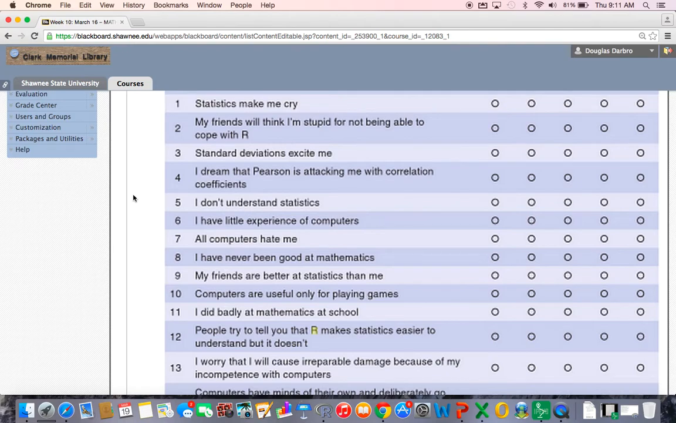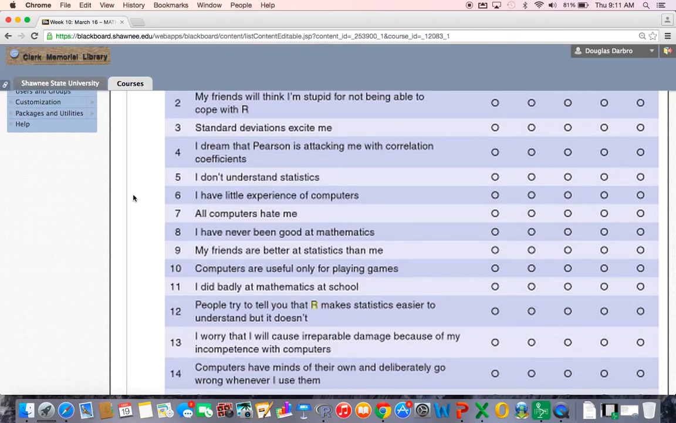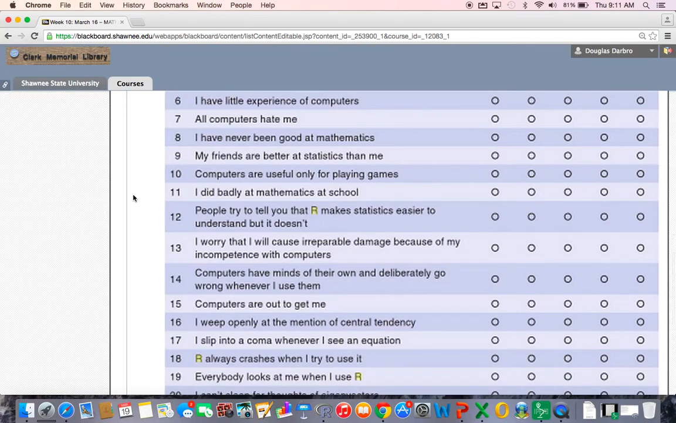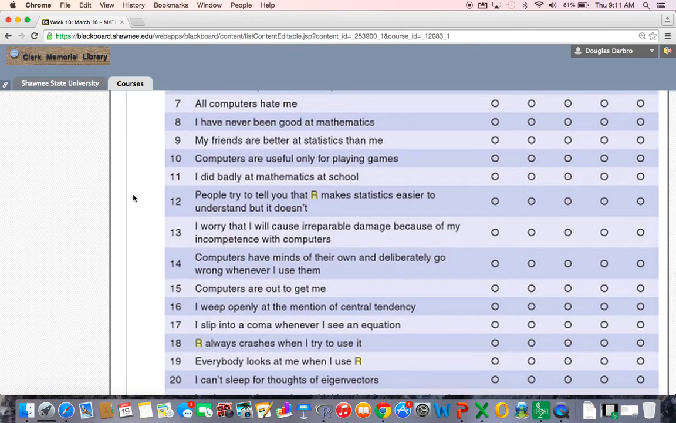Well, guys, when you go down through these, and this is posted on Blackboard, so feel free to look at those. The thing that I noticed right off the bat here is, hold on, my dog wants out.